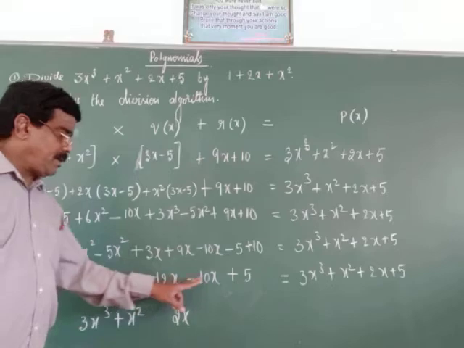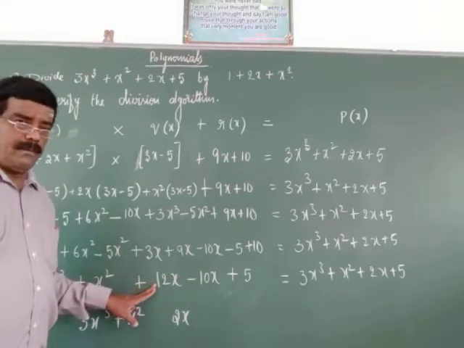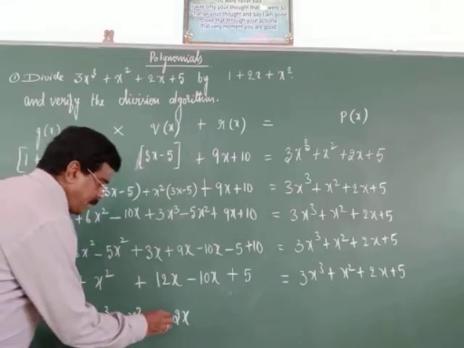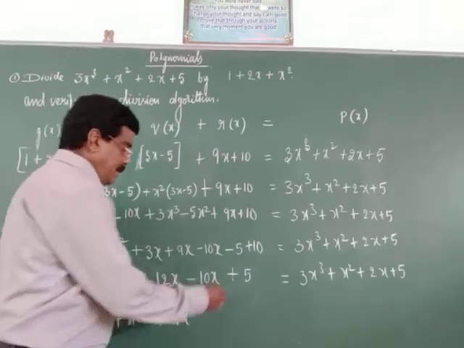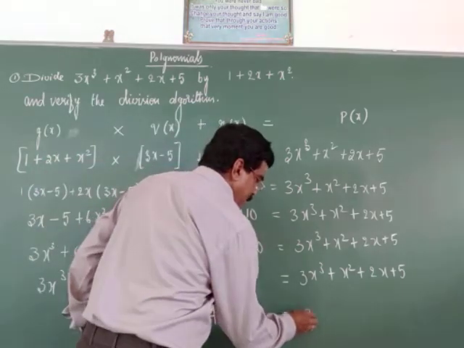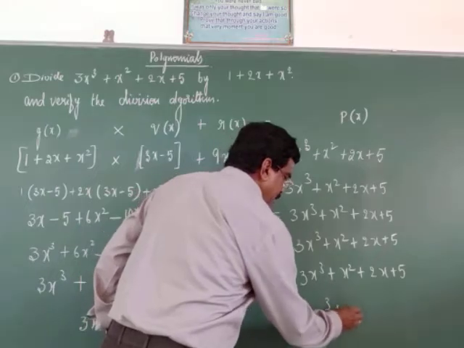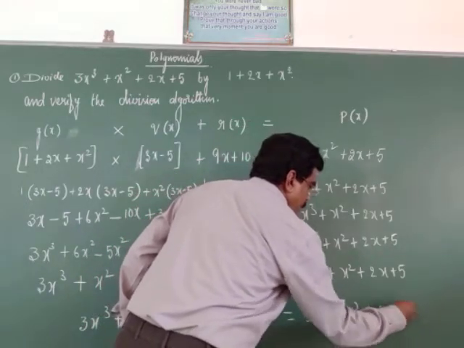So 12 is greater or 10 is greater, children? Obviously you must know it is 12 is greater, which contains positive sign. So our answer is positive 2x. Be careful here to put the sign, children. Again here plus 5. So which is good, just to repeat this. 3x cube plus x square plus 2x plus 5.